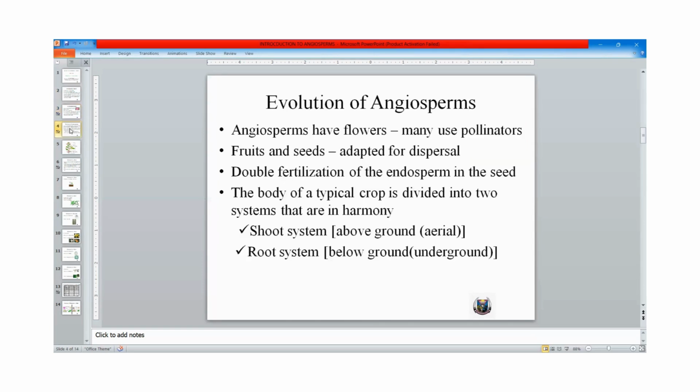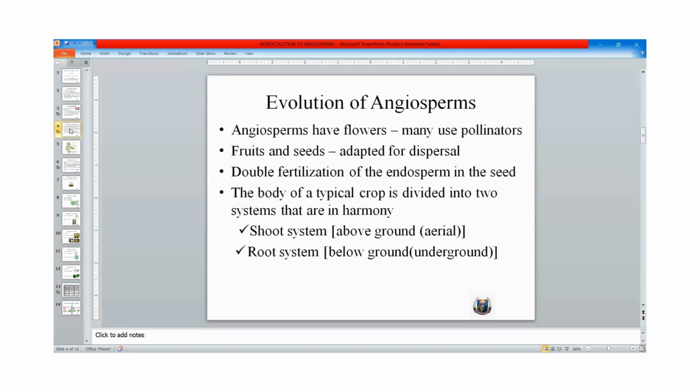Evolution of angiosperms. Angiosperms evolved about 140 million years ago. They have flowers and they have many pollinators, like animals, insects, wind. These pollinators made them to be cross-pollinated, which gives them room to be variable, that is, to have different types, which made them to withstand natural selection.